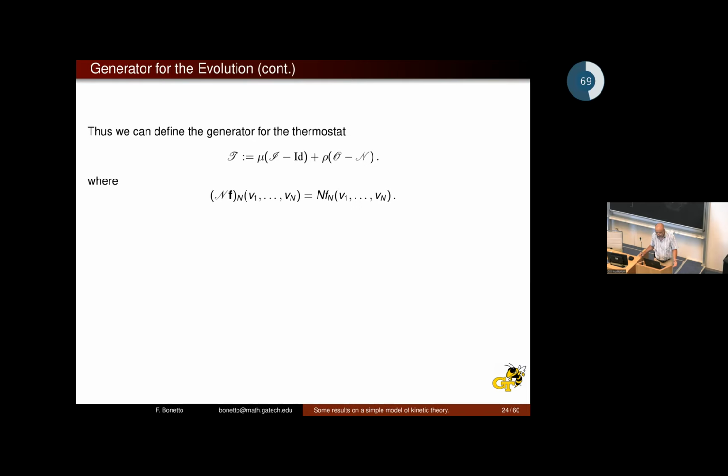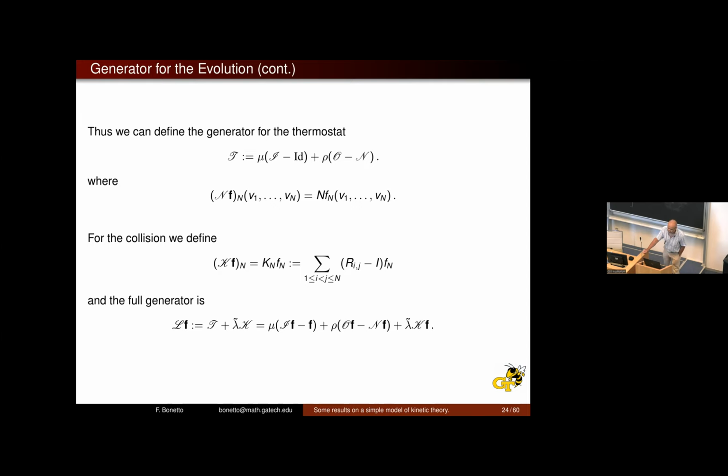So you can define the thermostat in this form, where you have the gain terms given by the two operators, and the loss terms for the evolution. N is just the average number of particles in the system, to normalize the situation. On the other side, you want to put the collision. Remember the initial discussion on the probability that two particles collide: the parameter you want to take to say dilute or not is no longer the number of particles, but the average number of particles in the system, because here the system can have infinitely many particles.